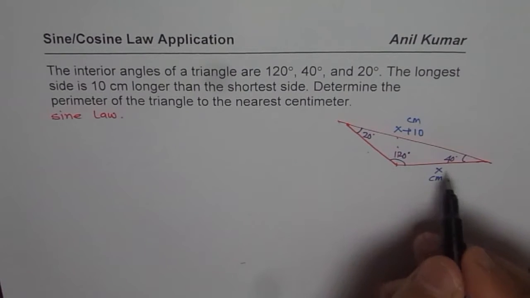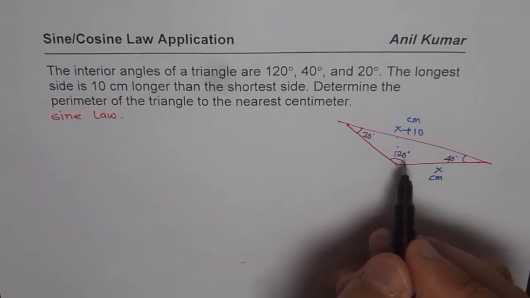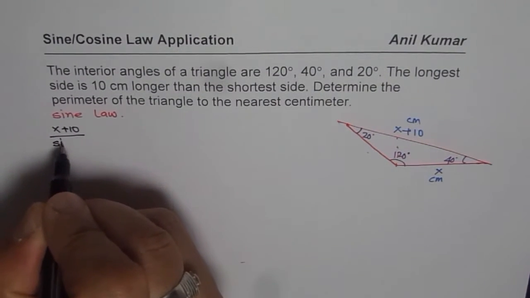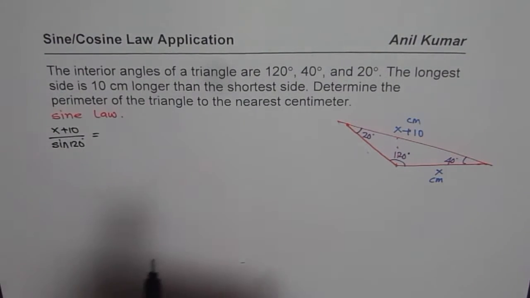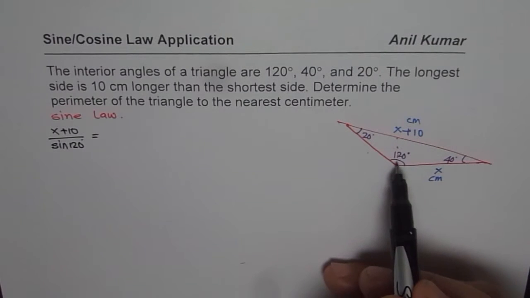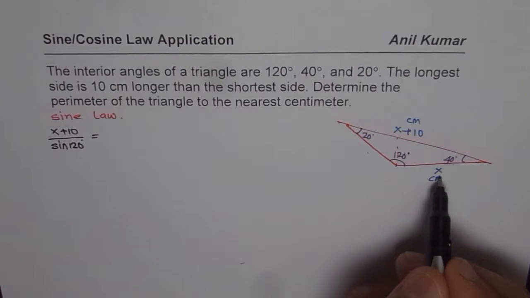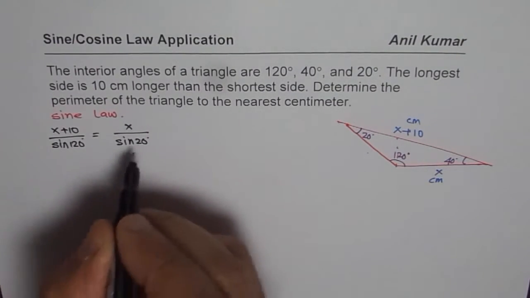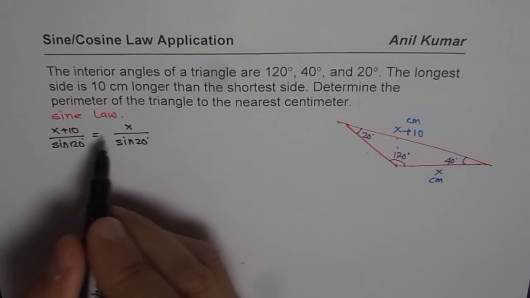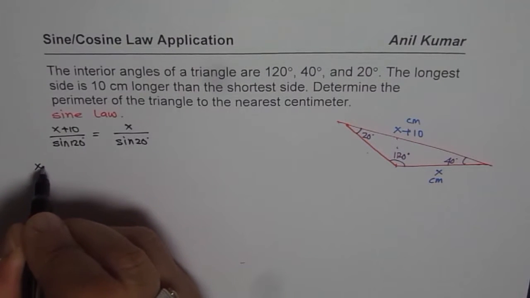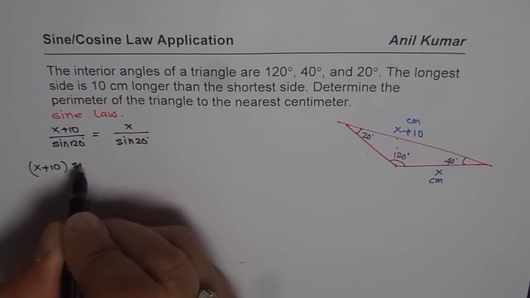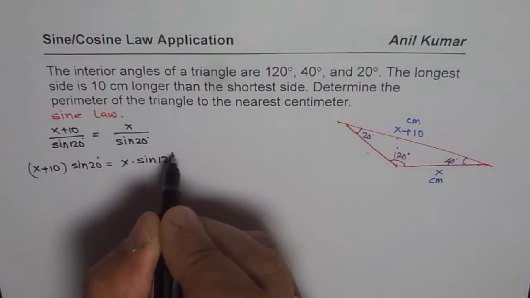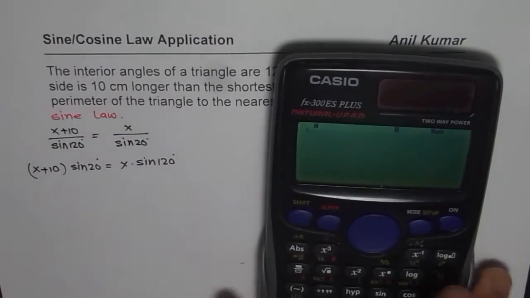So what we get here is side over the sine of the angle. Side is x plus 10 divided by sine of 120 degrees. I'm cutting down a few steps. I'm not writing the sine law, but you know it is side over the sine of angle opposite, and x over sine of 20 degrees, correct? If I cross multiply, I get a linear equation in x. So I have x plus 10 times sine of 20 degrees equals x times sine of 120 degrees.